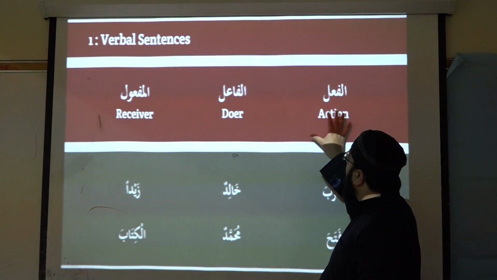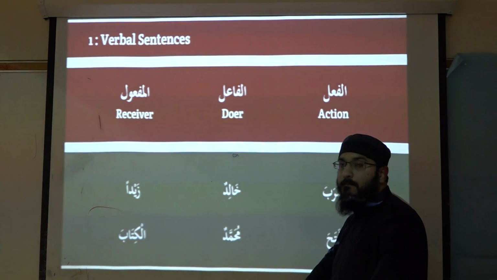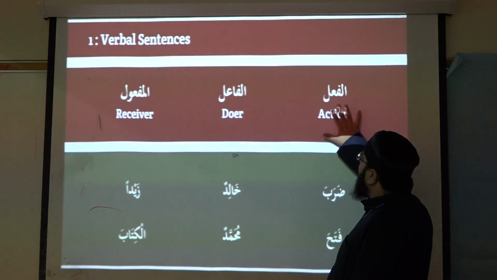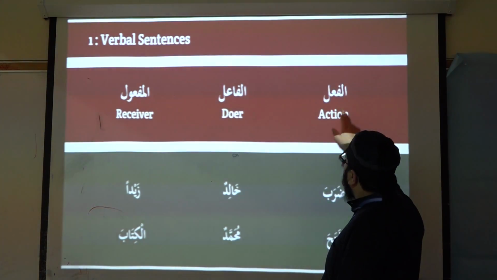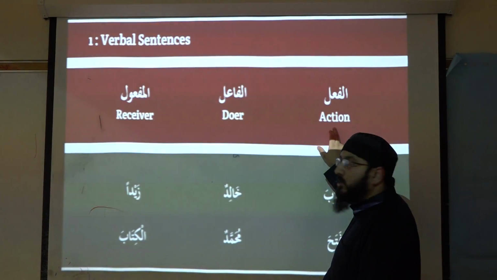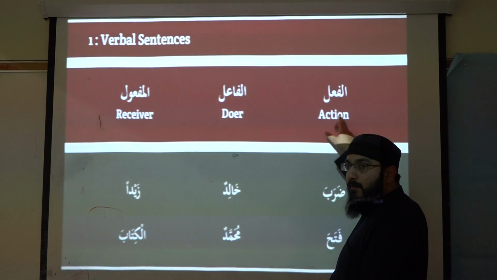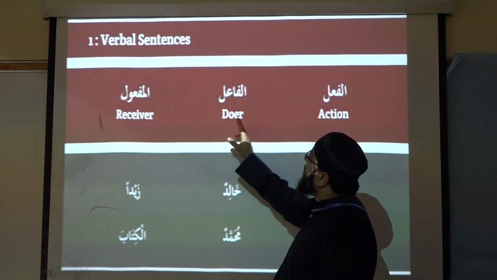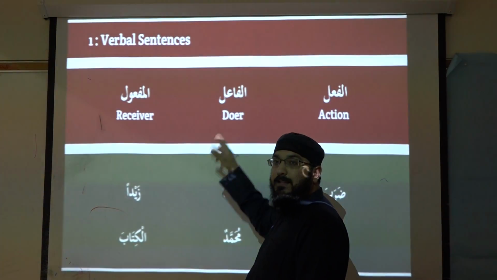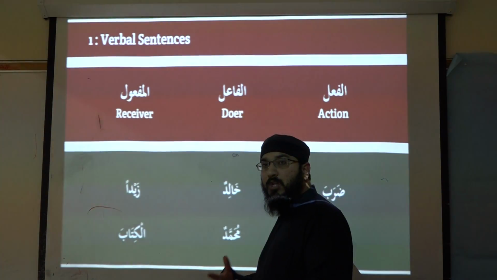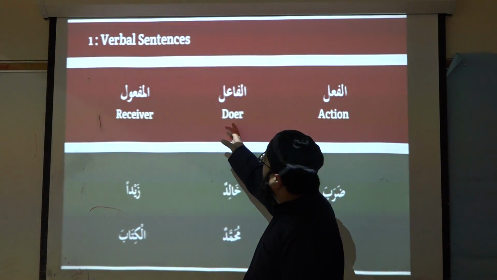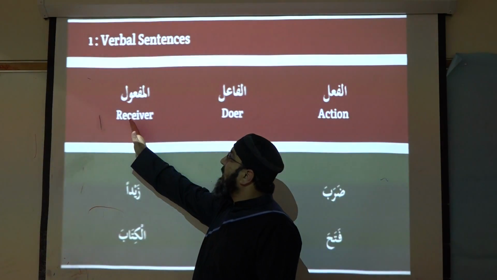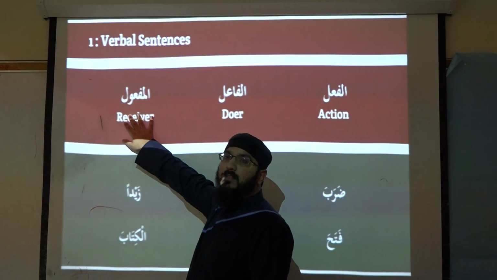This is how it would be structured most of the time. When you write a verbal sentence, you say the action first, the fi'l, the verb. You write the verb first, then you write the doer, the one that does the action itself, the subject of the sentence. Then, if the verb takes a receiver, you're going to write the receiver last.